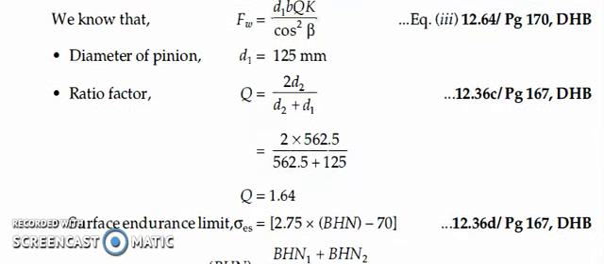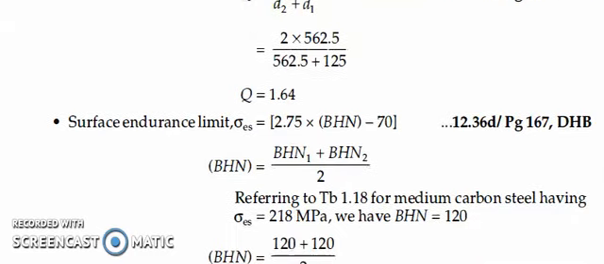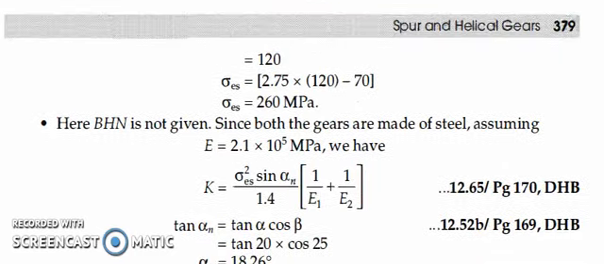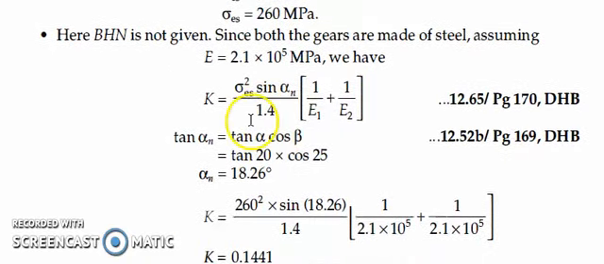After that, the surface endurance we can take from 12.36 d. From that equation we can find the value of sigma es, that is equal to 260 megapascal. BH is not given since both gears are made of steel. Assume that E is equal to 2.1 into 10 raised to 5 megapascal. Then using this equation we can substitute all other values here. Then we will get alpha n.